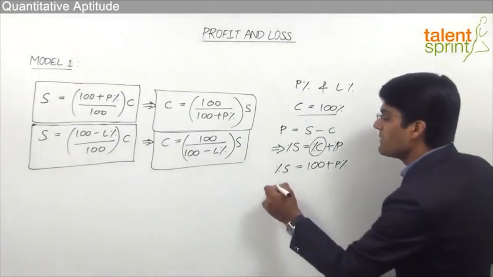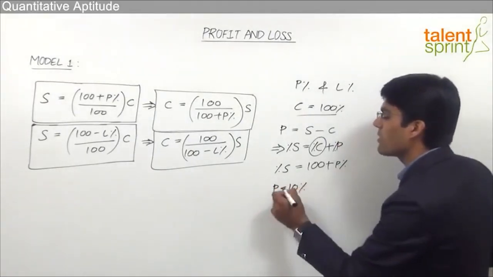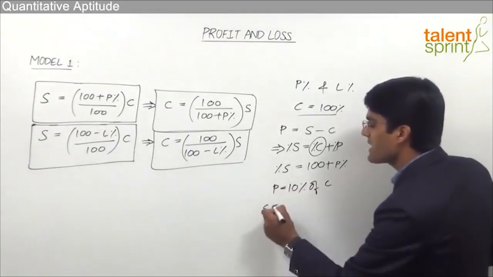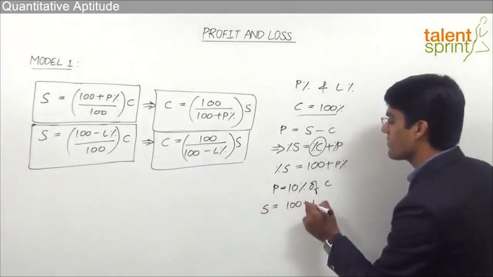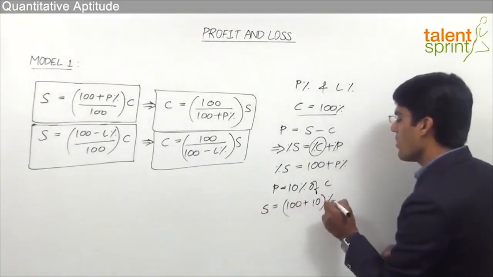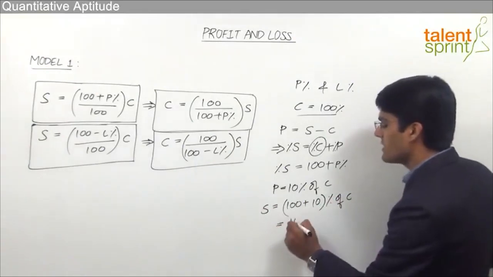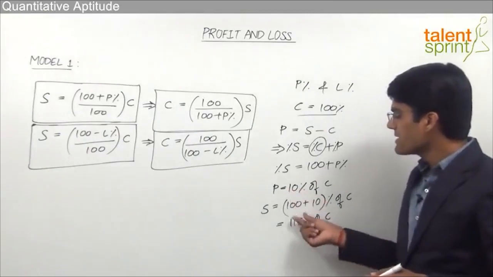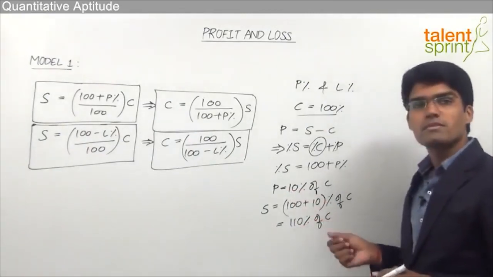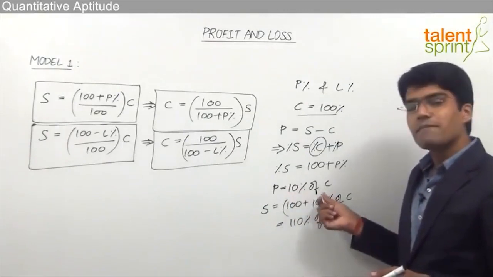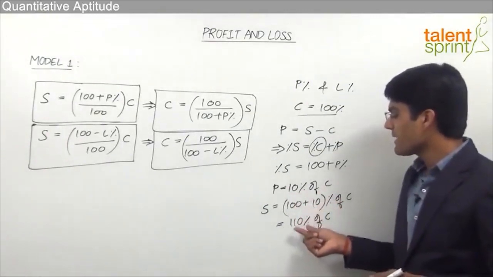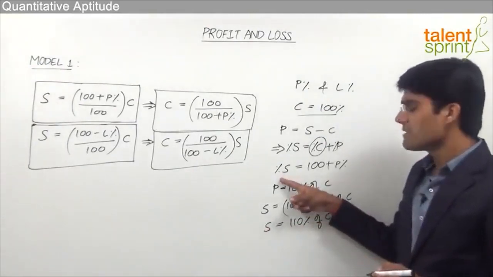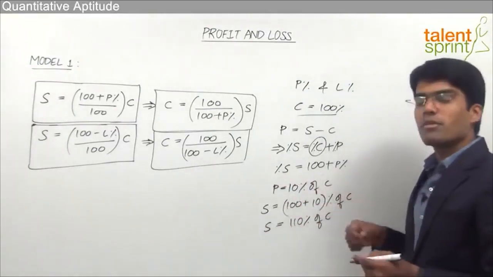For example, if the profit is 10%, it means what? Profit is 10% of cost price. Now, if the profit is 10%, we can say that selling price will be equal to 100 plus this profit, 10%. That is equal to 110% of cost price. So, selling price is 110% of cost price. Similarly, if the profit is 20%, selling price would be 100 plus 20, 120% of cost price. And if the profit is 95%, selling price would be 100 plus 95, 195% of the cost price. So very clearly, we can always take the selling price in terms of percentage as 100 plus profit percentage.